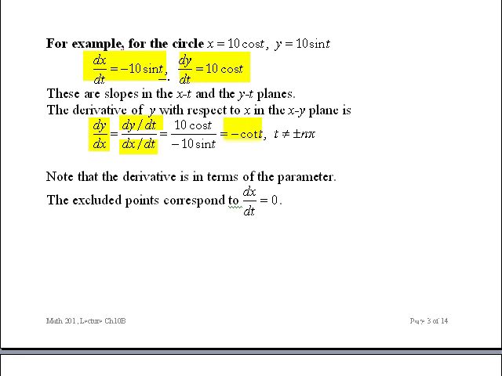Substitution, and canceling the tens, we end up with the slope along the circle is minus the cotangent of t. But t cannot be any multiple of pi, otherwise the denominator would be 0. So those points are excluded.